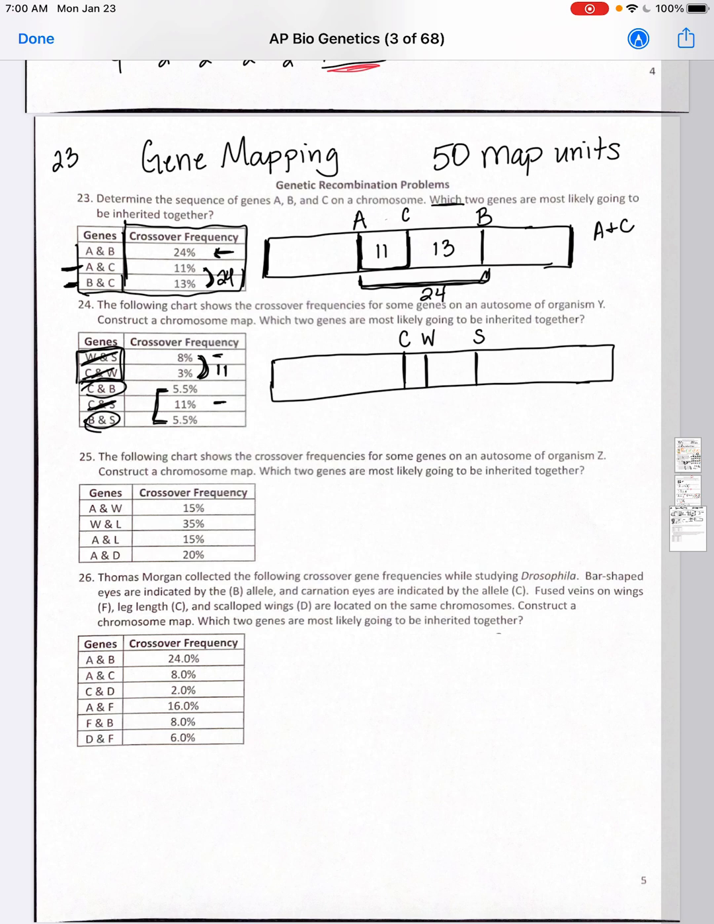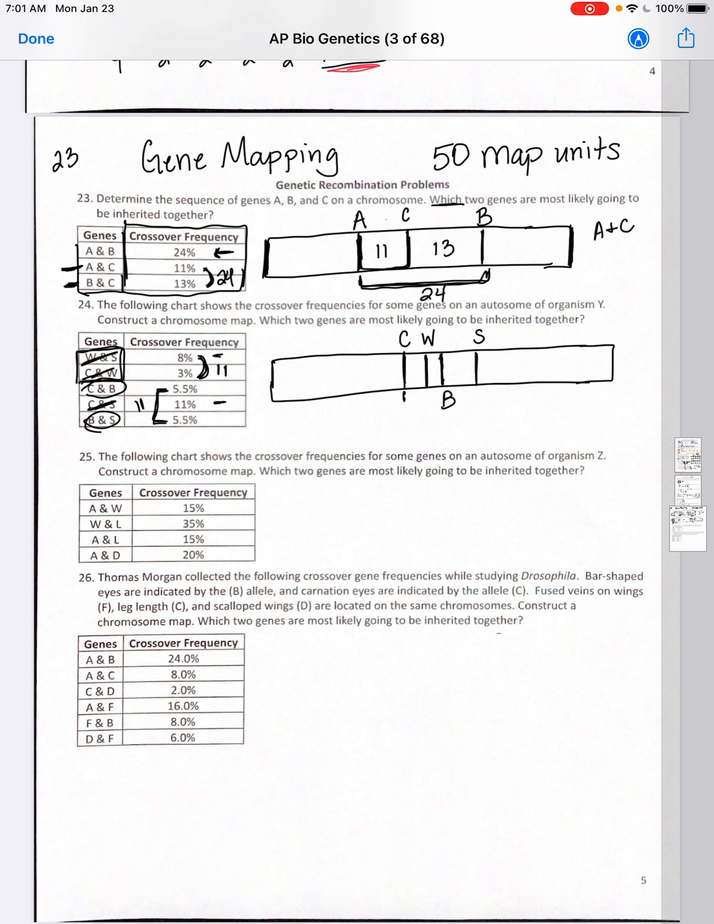Meaning B, because this adds up to 11 again, B is exactly halfway between C and S. Trying to ignore where W is, C and S, it's halfway between, so this is going to be B here. Okay, so then let's check some work and see what map units we've got.